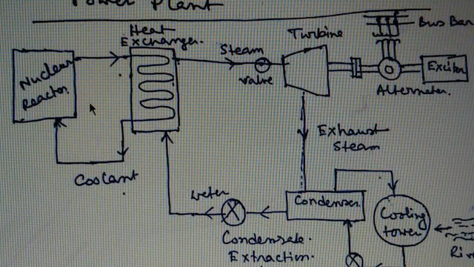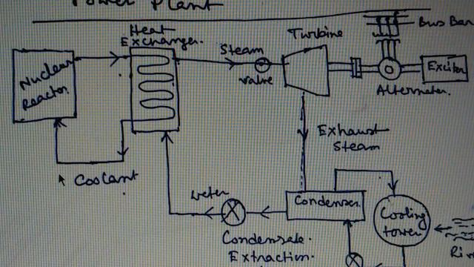Now the heat exchanger. The coolant gives up heat to the heat exchanger, which is utilized for raising steam. After giving off heat, the coolant is again fed to the reactor. So this is the path. After cooling, the coolant is passing through the nuclear reactor again. So this is the circular motion of the fluid.